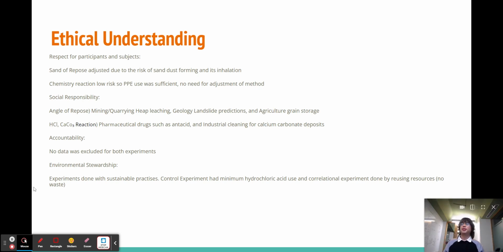For social responsibility, the impact of the correlational experiment, angle of repose, on society would be its application of heap leaching and stockpile management in mining and quarrying. The angle of repose of mined materials is crucial for designing heaps with optimal percolation and recovery of materials. Also, the designing of stockpiles for safety and optimization of space. Other societal impacts include landslide predictions and grain storage.